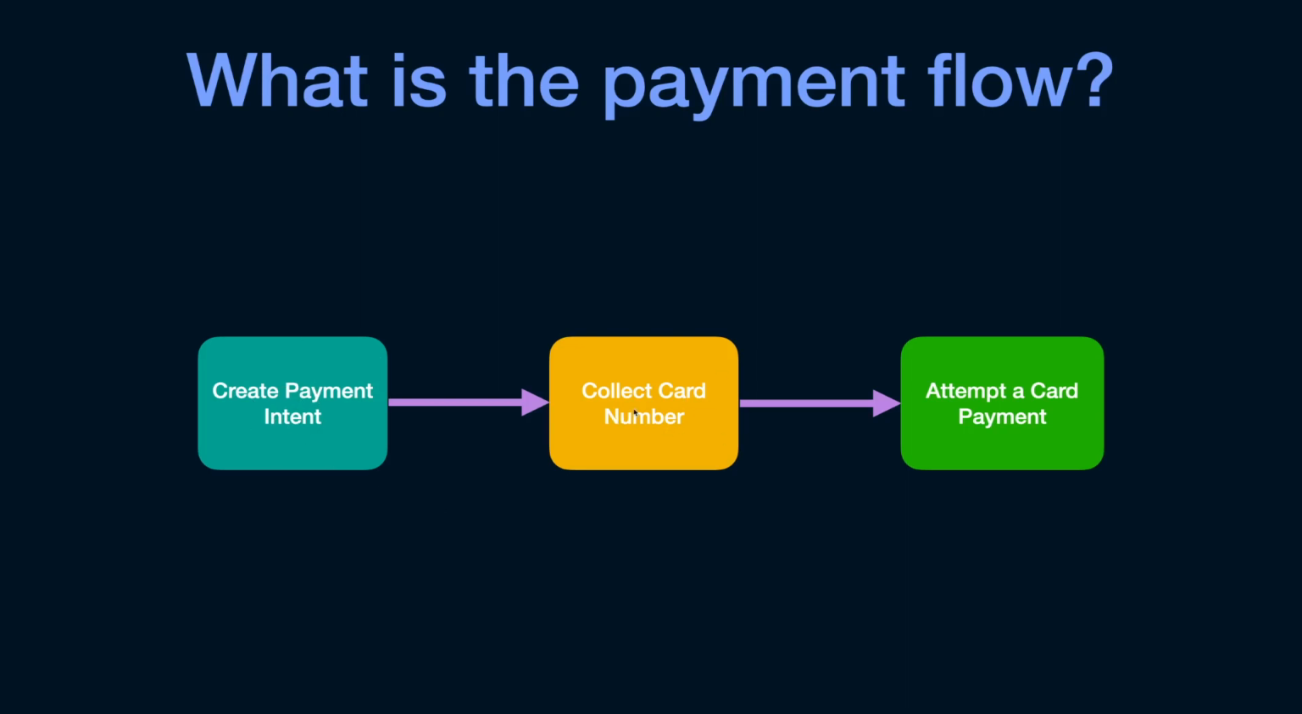And collecting card numbers actually happens in an iframe, so you need to use their own elements, and they are actually in an iframe, so you don't really deal with that data. They put their iframe in your page and they take care of the rest. And then you do a card payment. You basically go and tell Stripe, can you charge this card this amount? And then Stripe will come back to you and tell you, oh yeah, it succeeded or it failed. That's the overview of the whole thing.